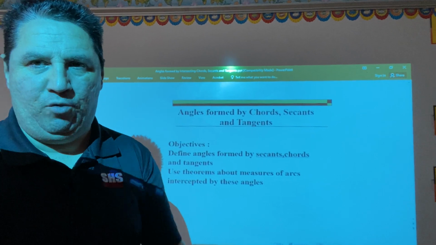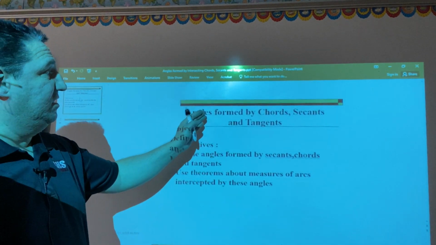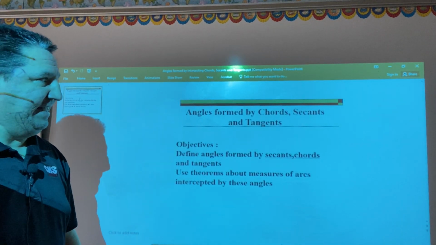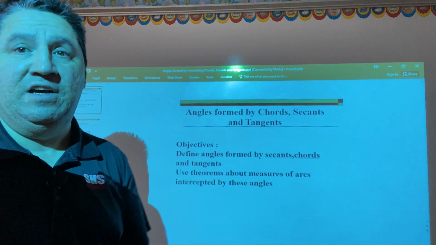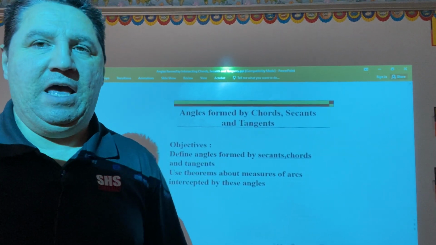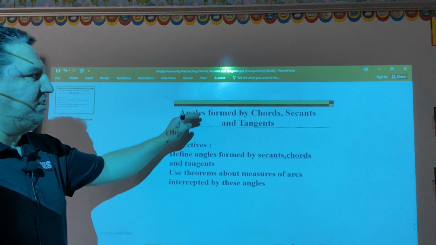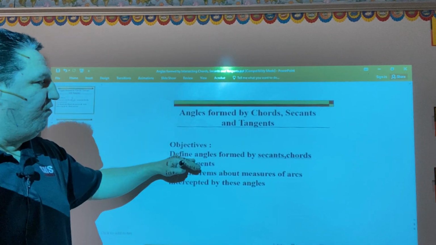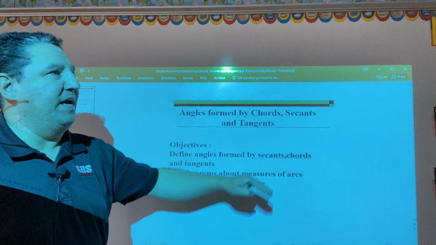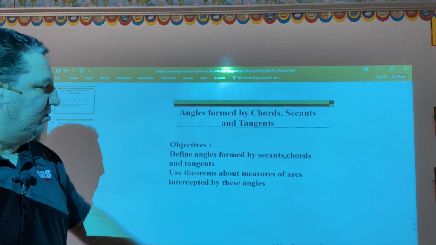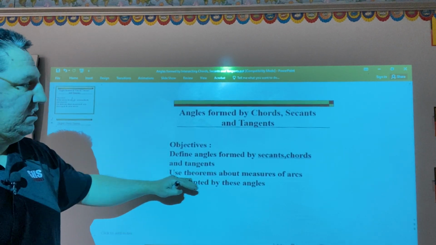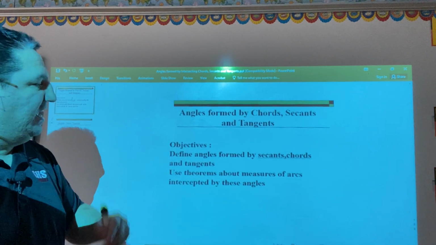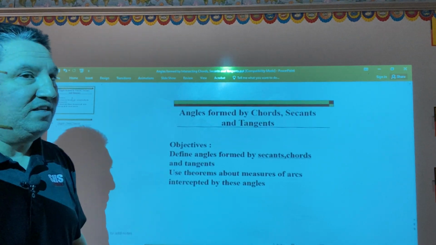Today we'll talk about angles formed by chords, secants, and tangents to a circle. In this lesson, we have two main objectives. We define angles formed by secants, chords, and tangents, and use theorems about measures of arcs intercepted by these angles.